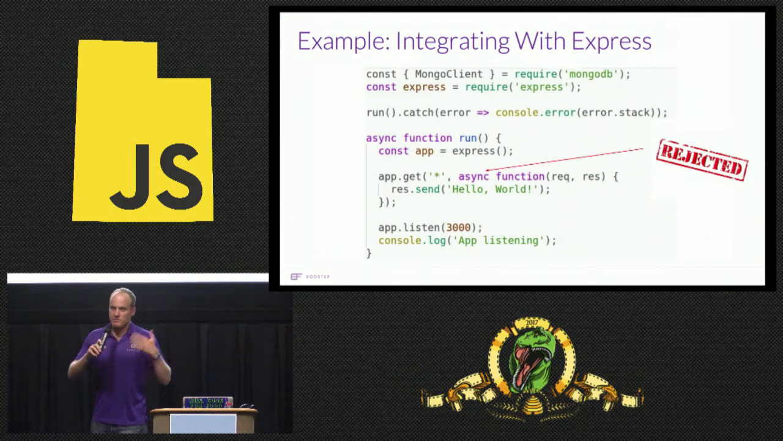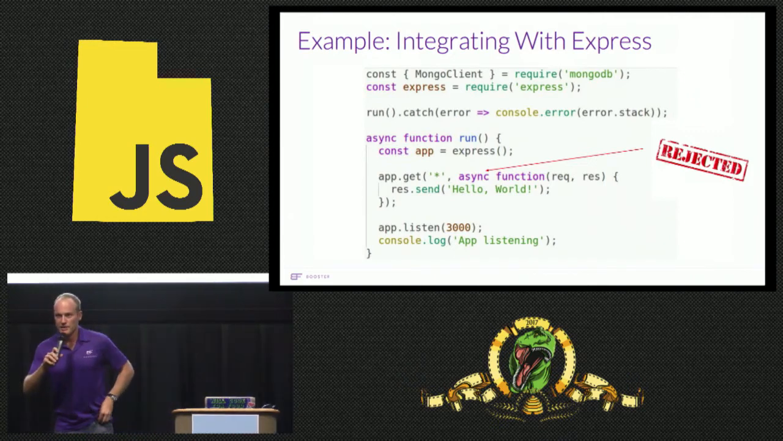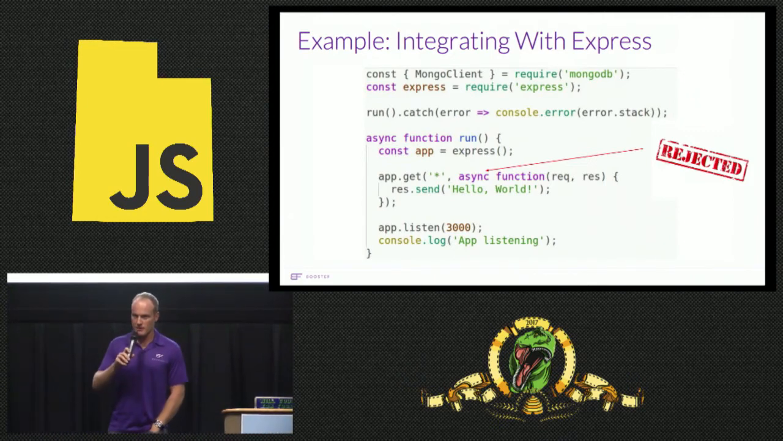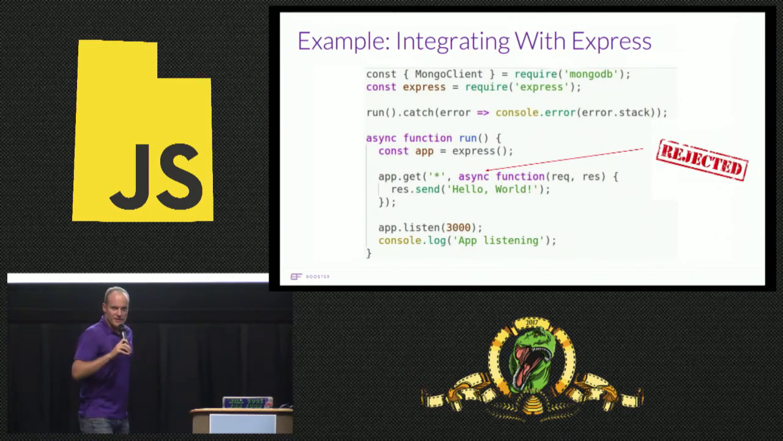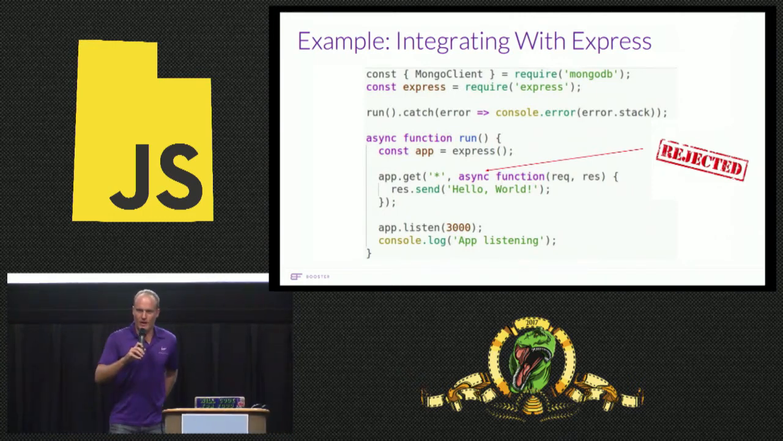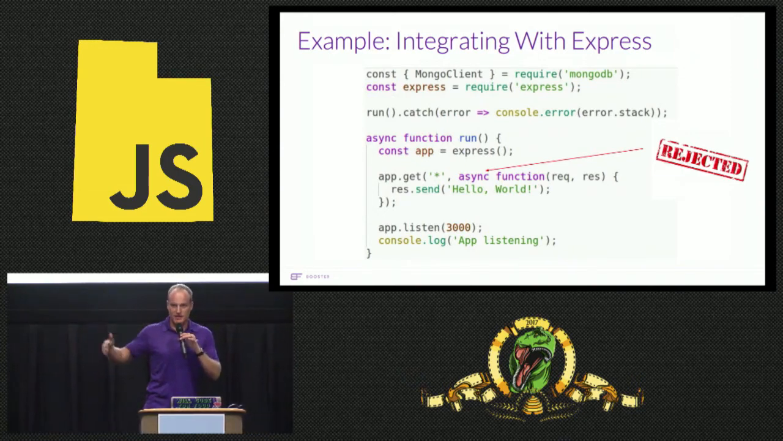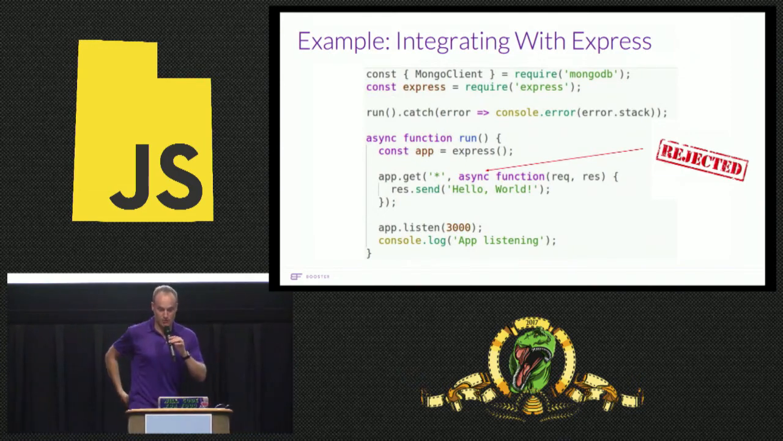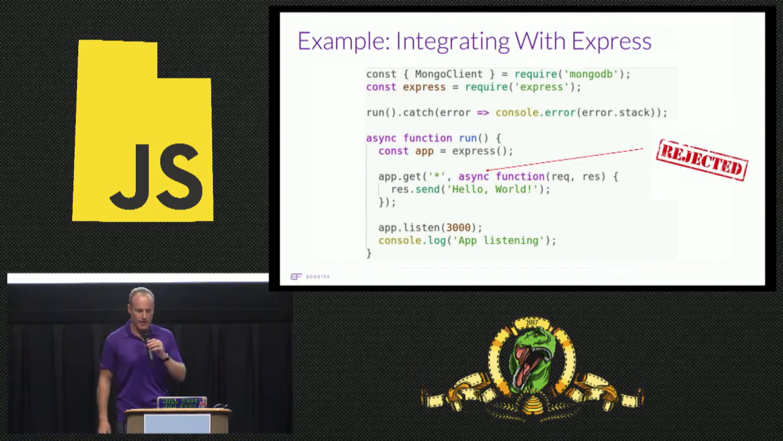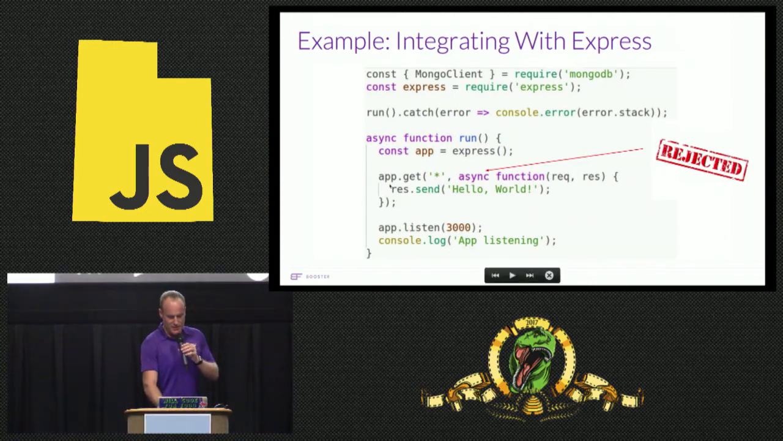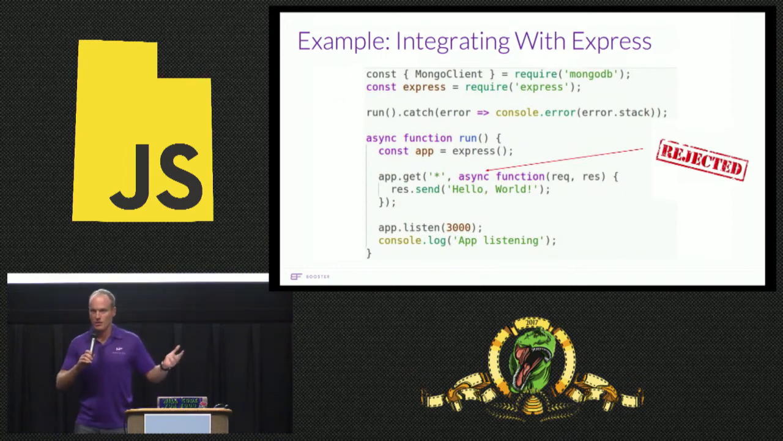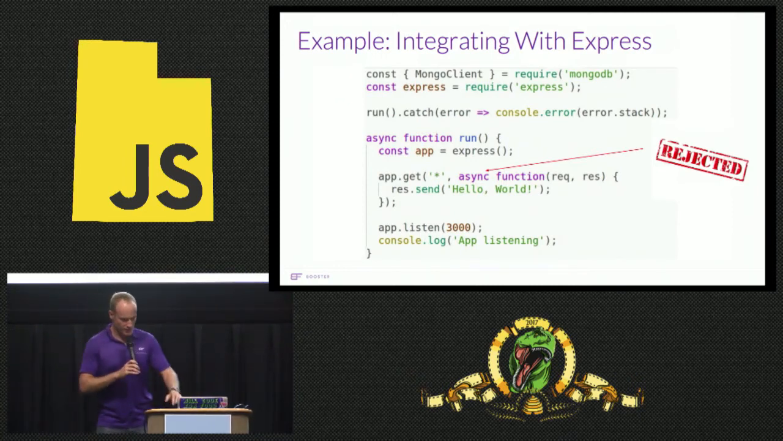So this leads to some interesting caveats with integrating with some existing libraries. A good example is Express, the popular web framework for Node. In theory, you can pretty easily integrate Express with async await in a naive way. So you just have this app.get star, async function request response. You're going to send the string hello world. This server will basically send back the string hello world to any GET request.